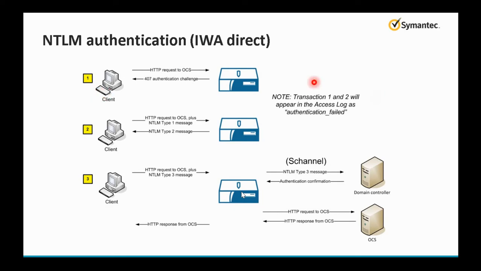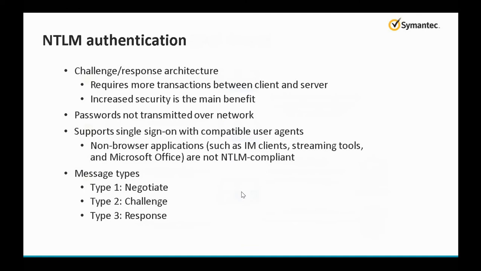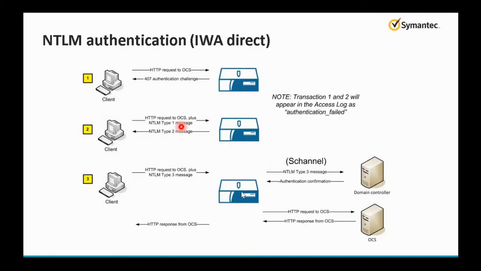So when the user tries to access, proxy will challenge the user for authentication. The user will send a type 1 message, which is the negotiate, okay? And after that, the type 2 message, which is the challenge. And lastly, you have the type 3 message, which is the response.